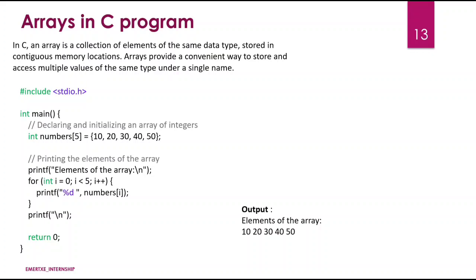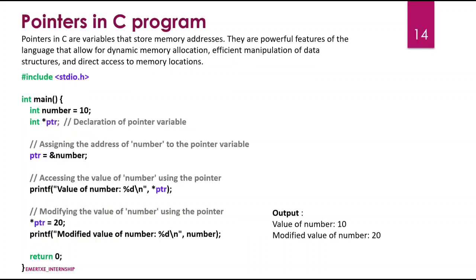So pointers in C program. Pointers in C are variables that store memory addresses. They are powerful features of the language that allow for dynamic memory allocation, efficient manipulation of data structures, and direct access to memory locations.